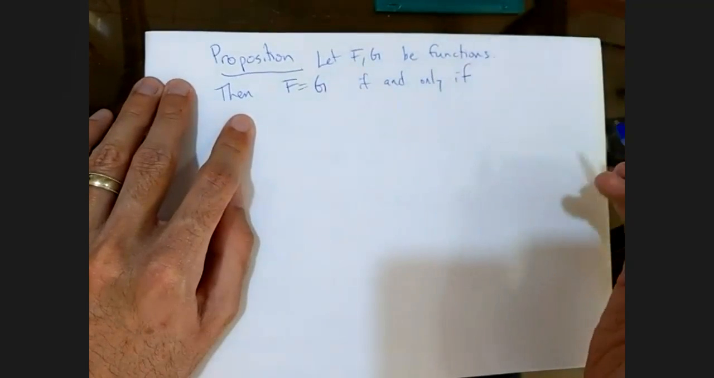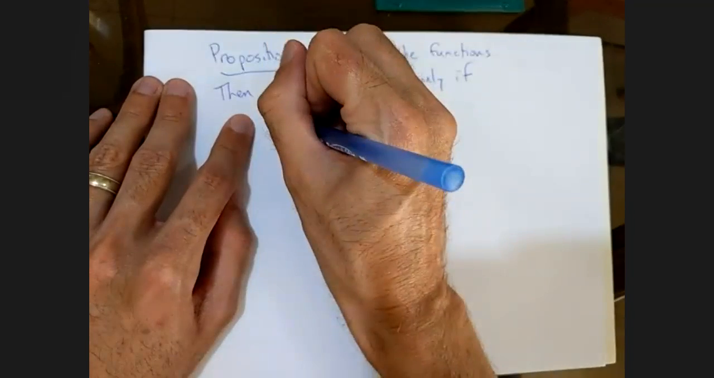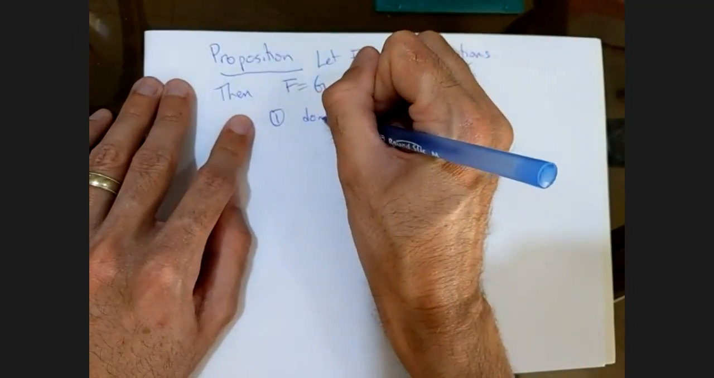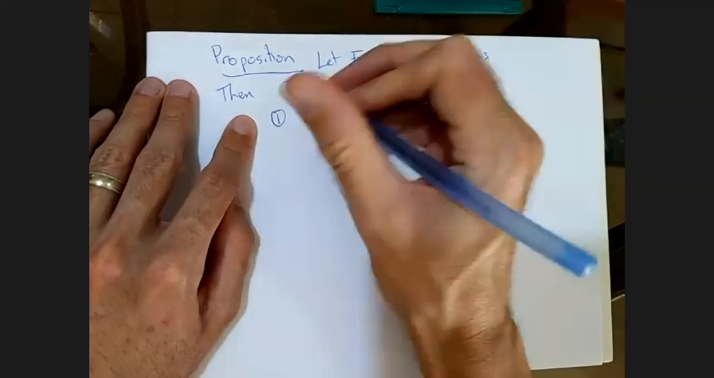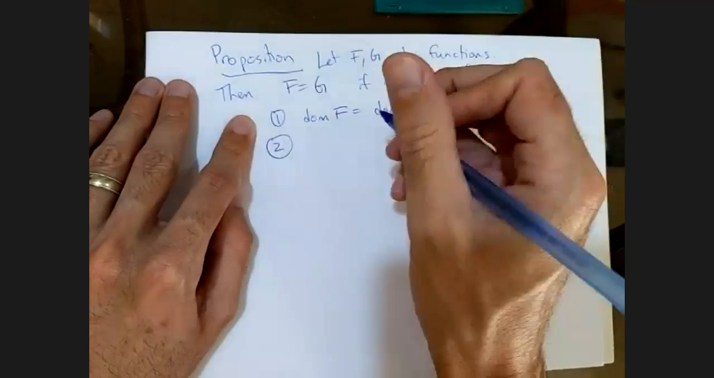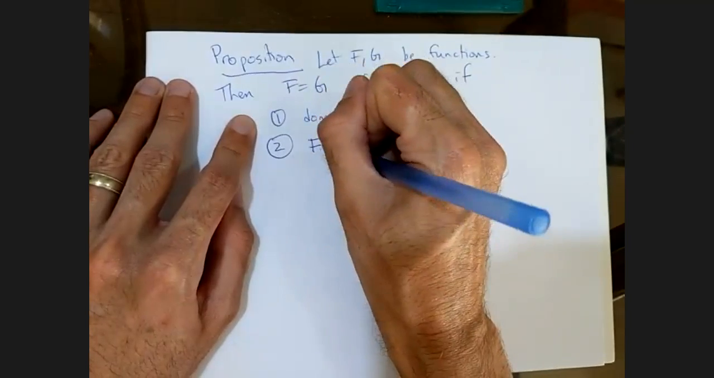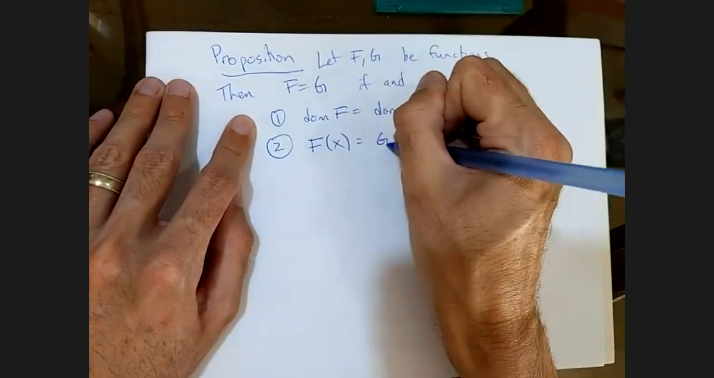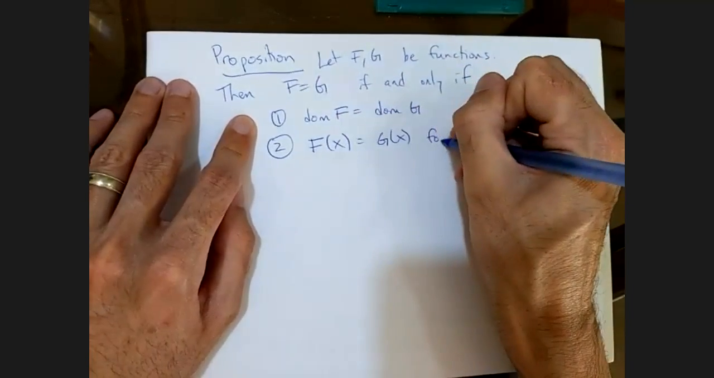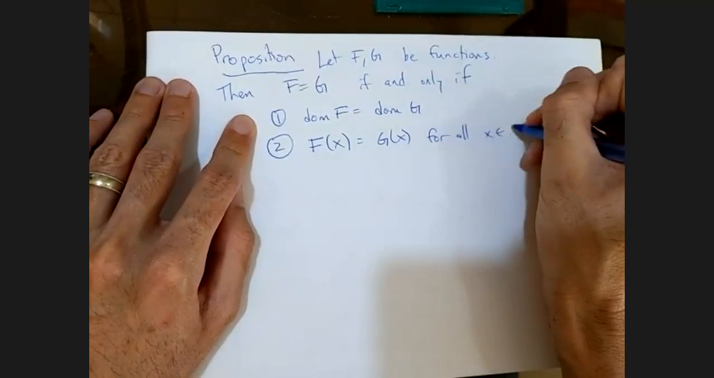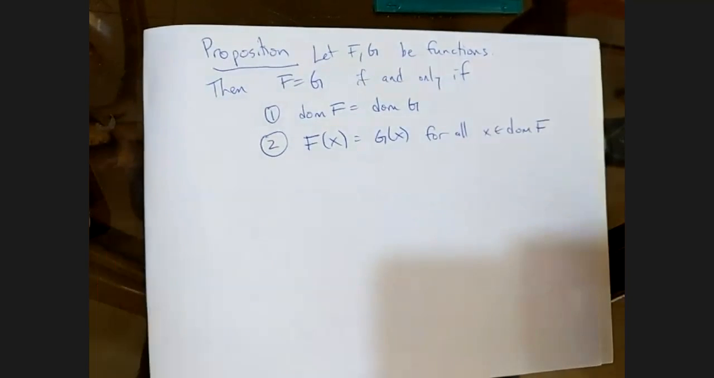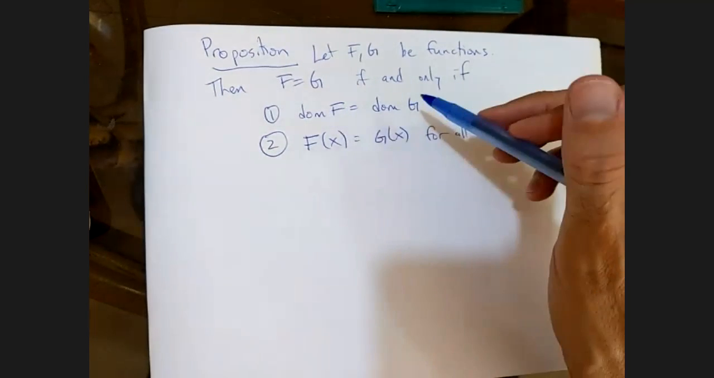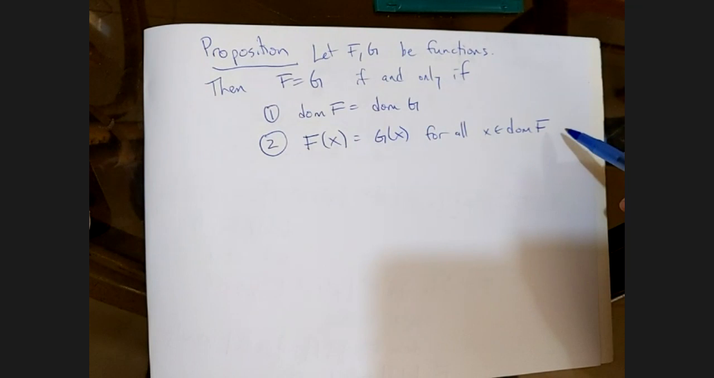well, functions that are equal have the same domain. So that's our first thing: the domain of F equals the domain of G. Second, f of x equals g of x for all x in the domain of f. And since the domains of f and g are equal, we can put the domain of g here.